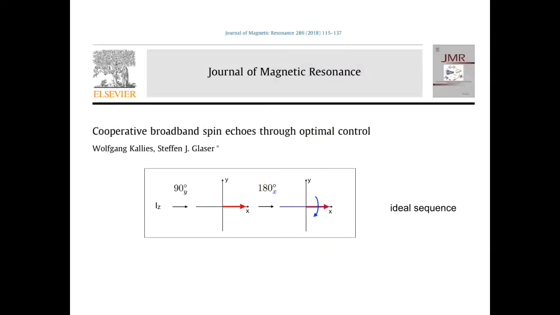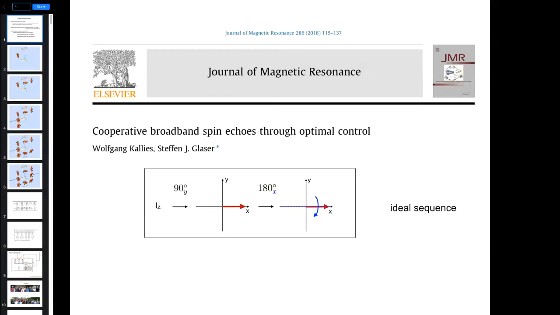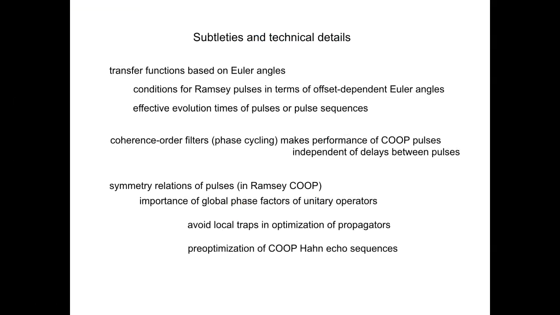And with this, let's see if we missed any subtleties and technical details. So I showed you some examples of how to calculate such transfer functions, which can be nicely packaged in terms of these Euler angles that appear. We have conditions for Ramsey pulse in terms of offset-dependent Euler angles, effective evolution times. I showed you how they can be defined.